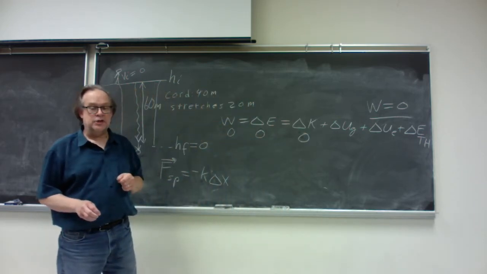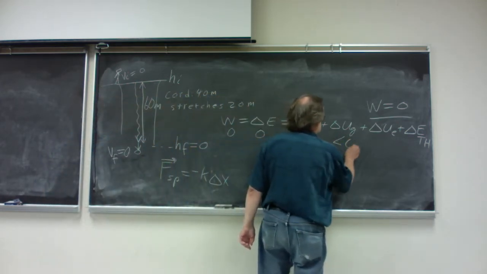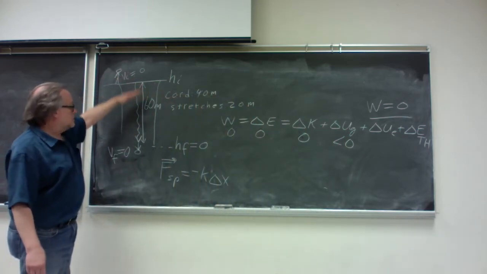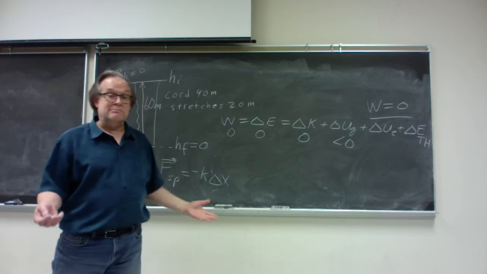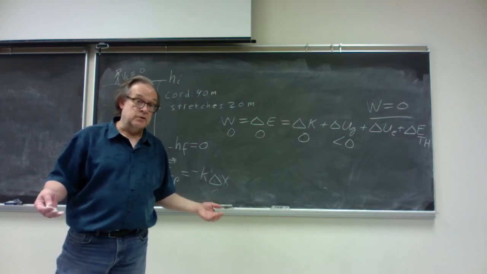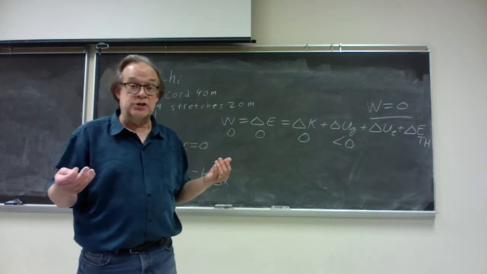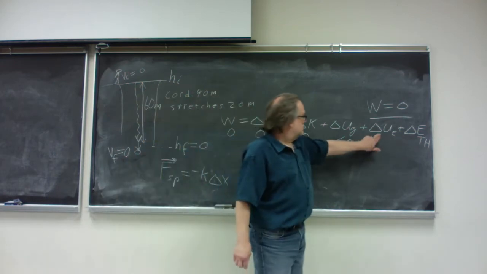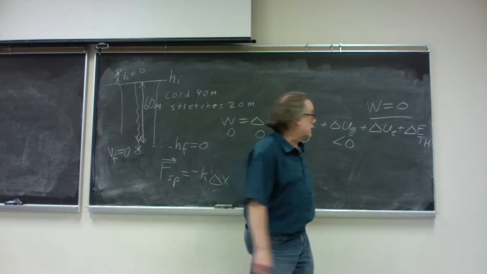Gravitational potential energy has a negative change. It decreases. A change that is less than 0 because there's a decrease in elevation. And if elevation decreases, gravitational potential energy decreases. If elevation increases, gravitational potential energy increases. Okay? And then this increases. There's a positive change in elastic potential energy.